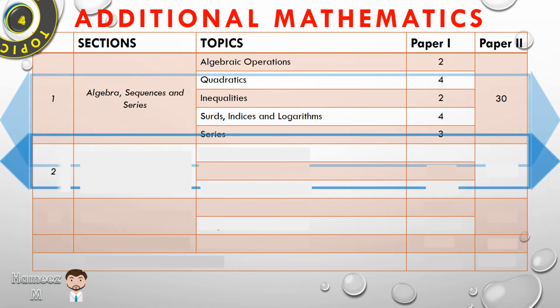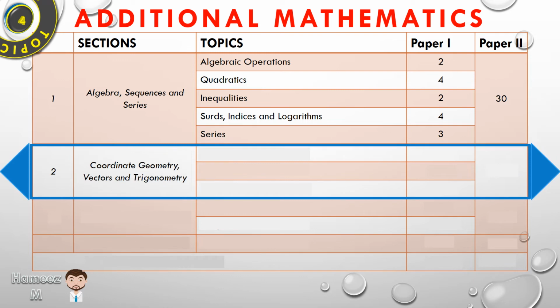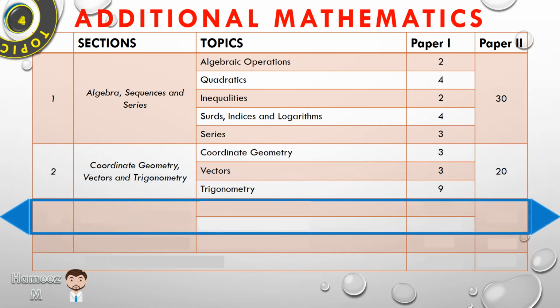Let's look at the second section, coordinate geometry, vectors and trigonometry. And that is broken up into coordinate geometry, which has 3 questions in paper 1, vectors, and there are 3 more questions on that, and trigonometry, which has 9 questions on it. So in total, these 3 subtopics, when we add them up, 3 and 3, 6 and 9, 15, means that there are 15 multiple choice questions in section 2. And in paper 2, it is worth 20 marks. And that will usually be number 3.